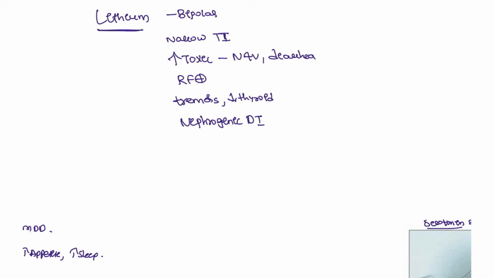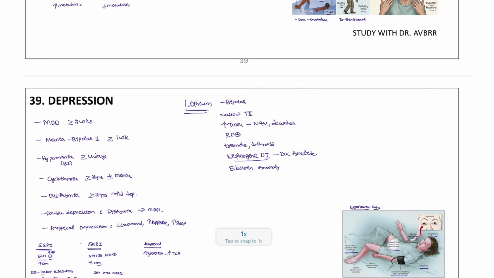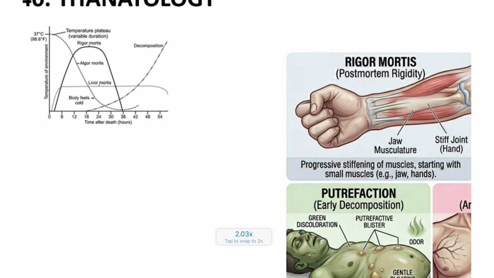If the mother is taking lithium, it can cause Ebstein's anomaly, the box-shaped heart. For nephrogenic diabetes insipidus, the drug of choice is amiloride, because thiazides can worsen the lithium condition.